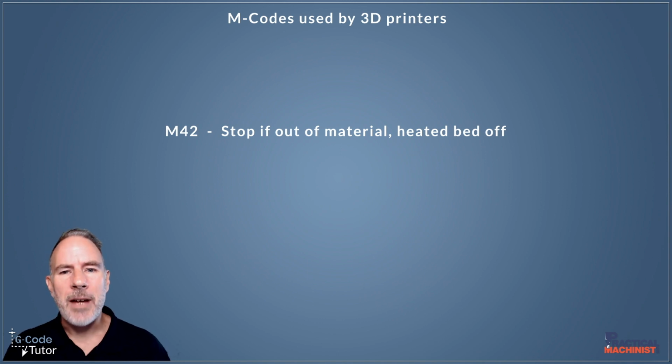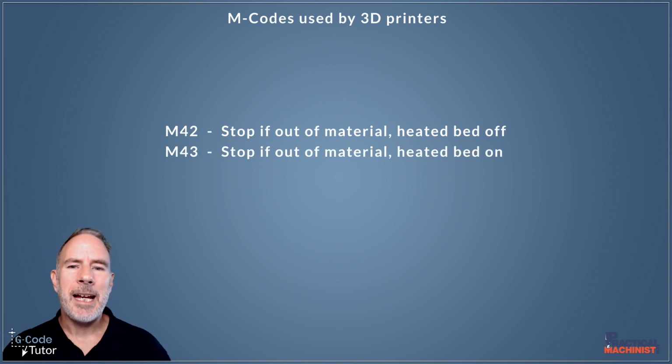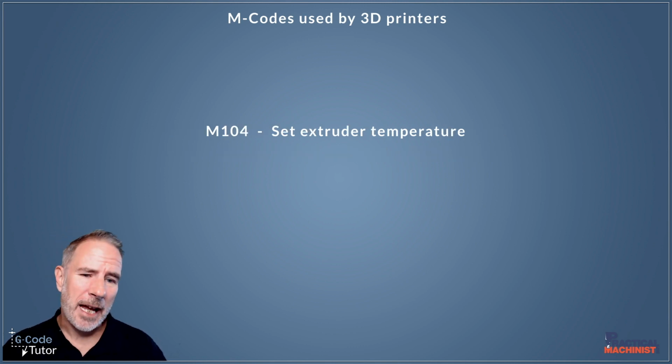Okay, so we're going to start off with M42. So M42 stops the machine if we're out of material and turns the heated bed off. So it will check, make sure there's no filament in that extruder. If there's not, it will stop the heated bed and stop the extrusion. Whereas M43 will stop if we're out of material, but it will keep the heated bed on. Okay, so to set our extruder temperature, we would use M104 for that. So as you can see, these M codes do cross over to the same M codes we might use on CNC machines, but they have different roles.